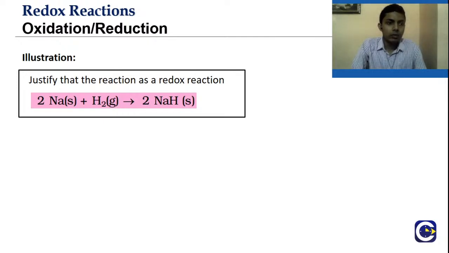Okay. Justify that this reaction is a redox reaction. Can you tell me which one is getting oxidized, which one is getting reduced? To justify that this reaction is a redox reaction. Yeah. Please tell me. Yes, quick. Which is undergoing oxidation, which one is undergoing reduction? You can use the electron method for this, so that you will get it.